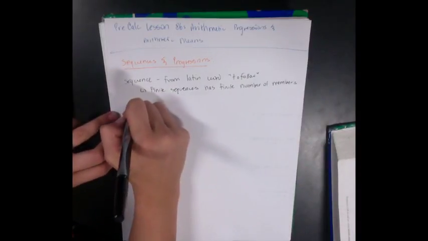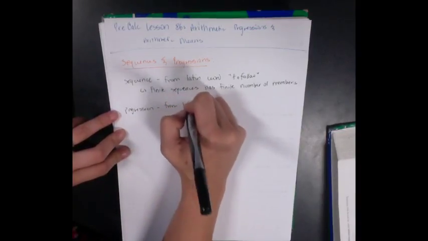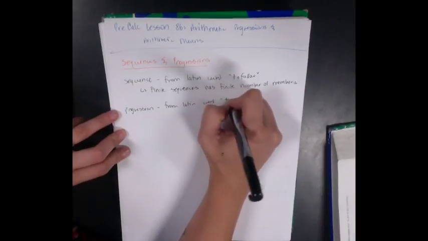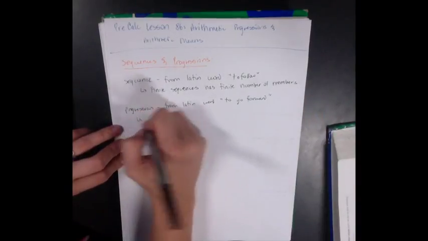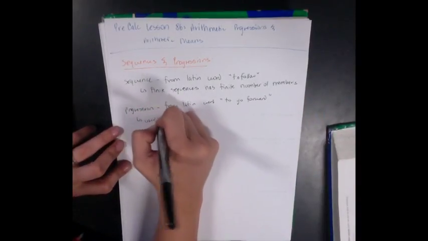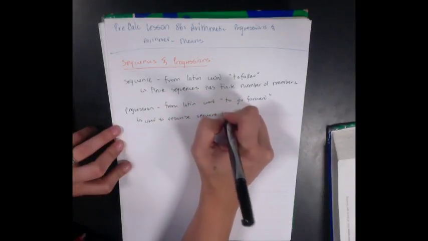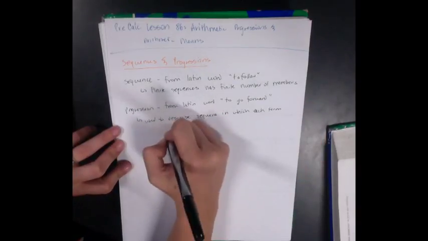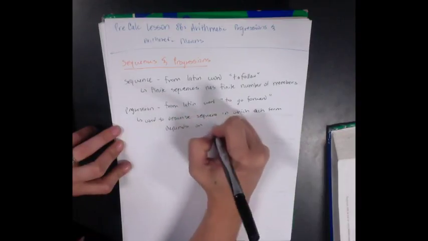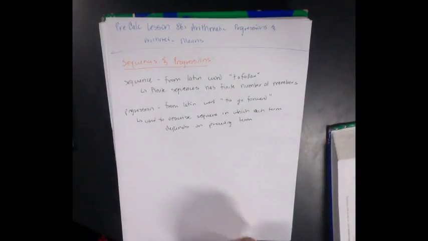Now a progression is from the Latin word meaning to go forward. Okay, and in math it is used to describe a sequence in which each term depends on the preceding term, or the term before the preceding term.